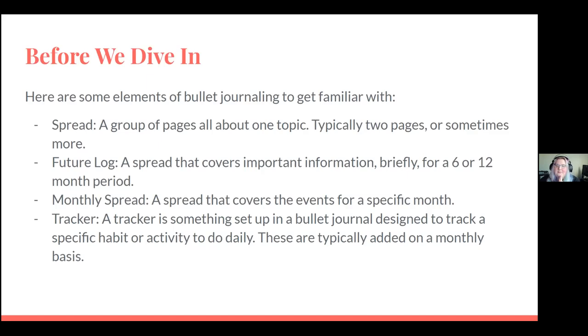It's going to be an overview of the next 6 to 12 months of important things that are super far out that you could possibly forget. It's to help you stay organized for a longer period of time than just the initial month that you're in. And then the monthly spread is similar to a future log, but it covers just 1 month.